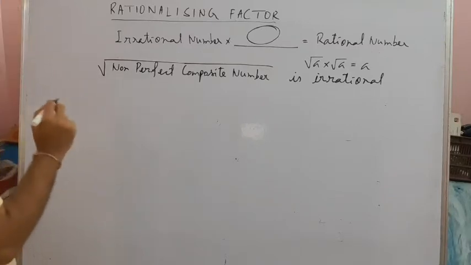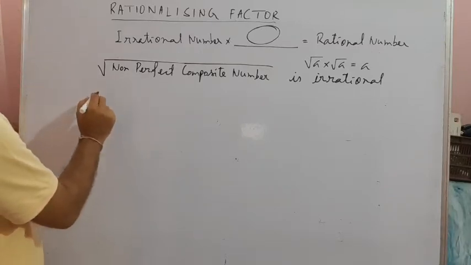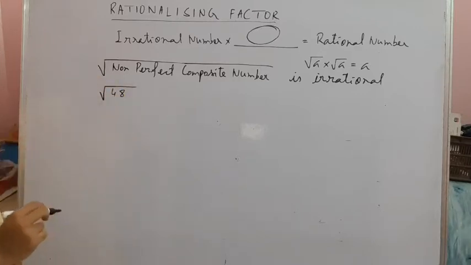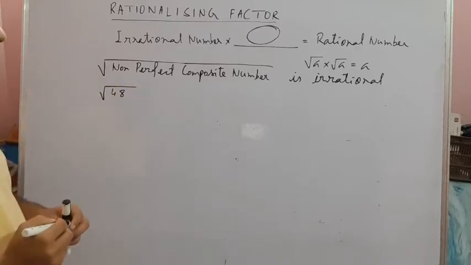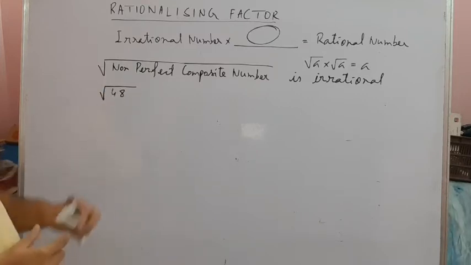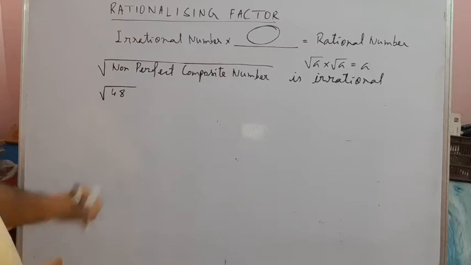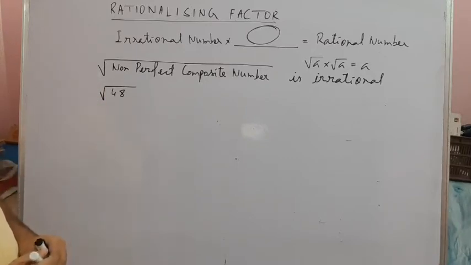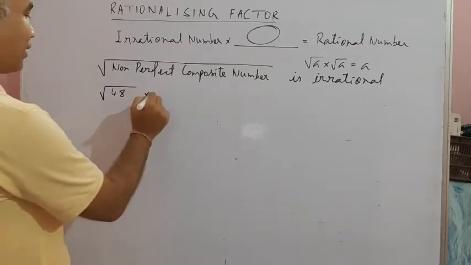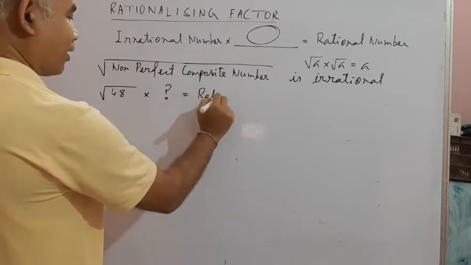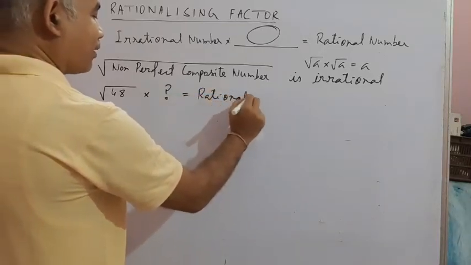Say my example is square root of 48. As you know, 48 is not a perfect square, so the square root of 48 is irrational. Now, what do I need to multiply with the square root of 48 to make it a rational number? That is my question: what do I need to multiply here so that it becomes rational?